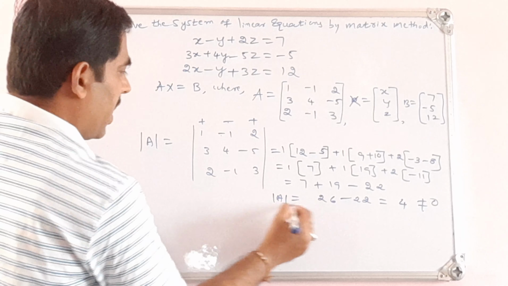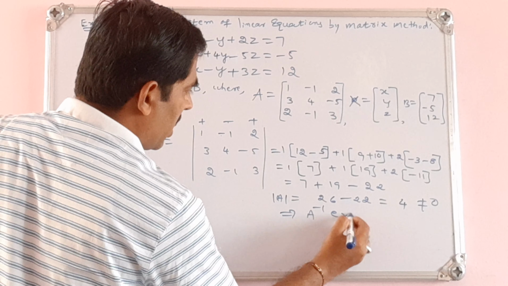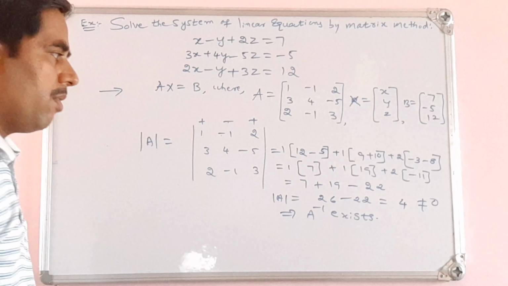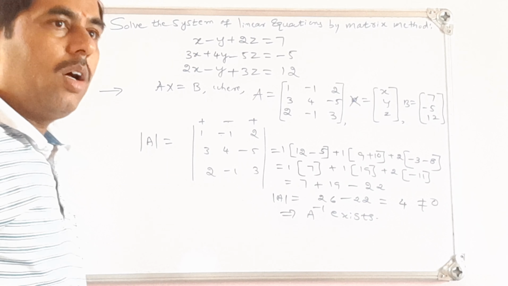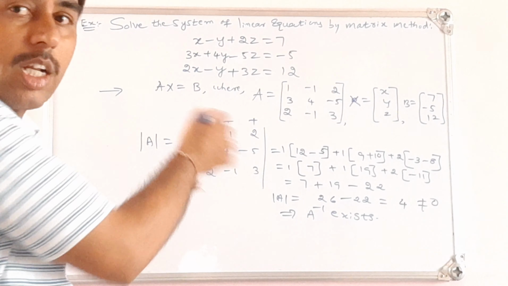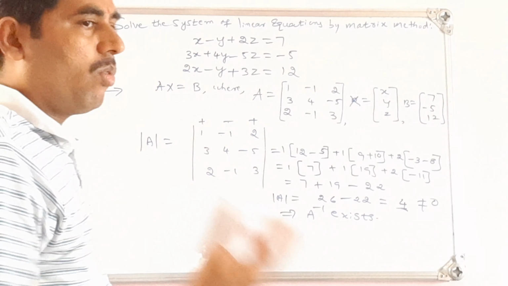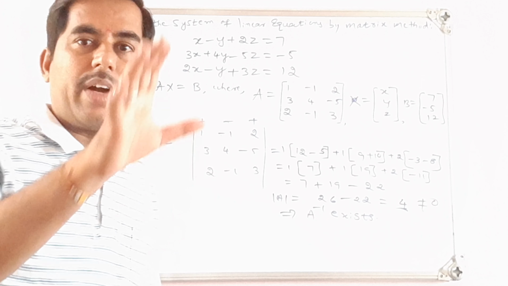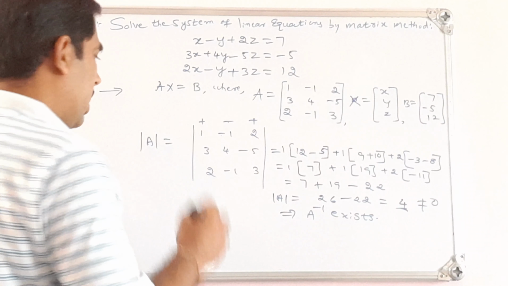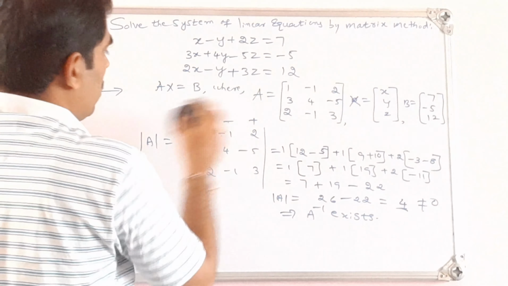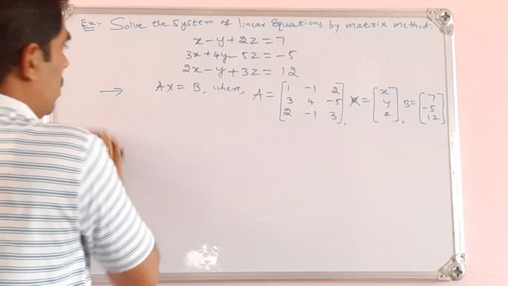So determinant of A is not equal to 0. This implies A is non-singular, that means A inverse exists here. First, we have to find the value of the determinant, and I got the value as 4, which is not equal to 0. So now our next step should be to find the cofactors. Let me find out the cofactors in the next step.